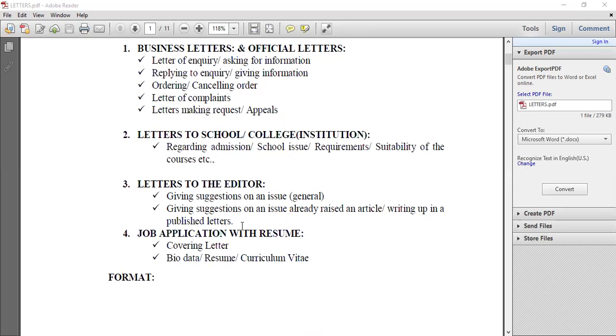So the first one is business letters or official letters. The second one is letters to the school or college institutions. The third one is letters to the editor. The fourth one is job application with curriculum vitae.